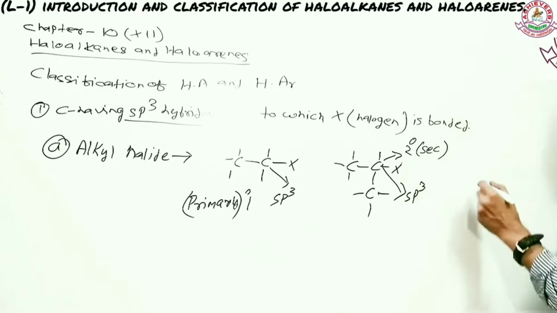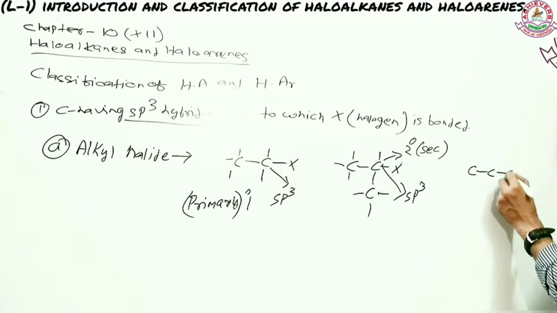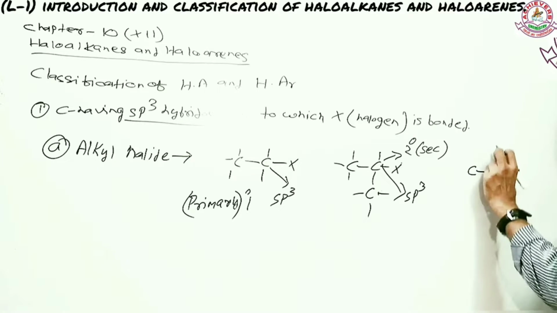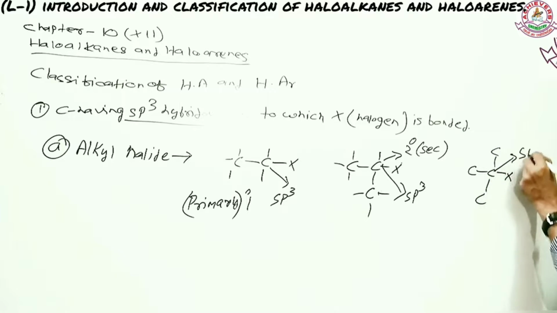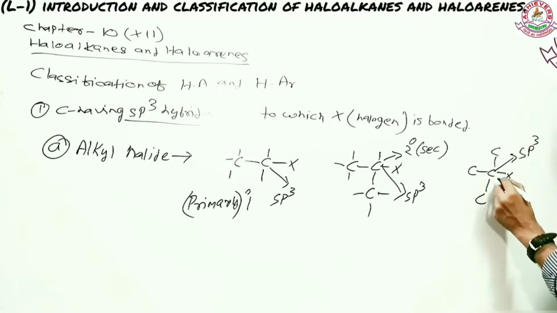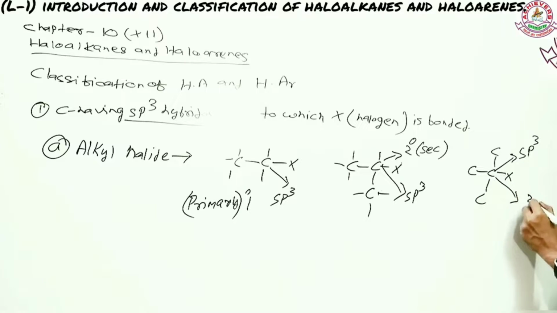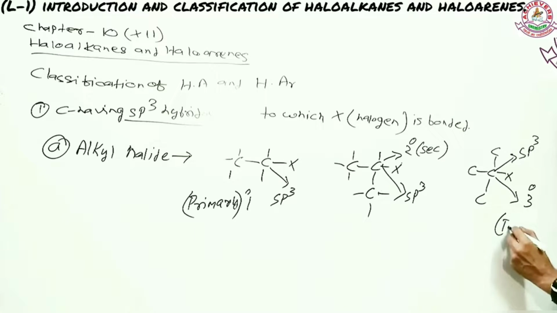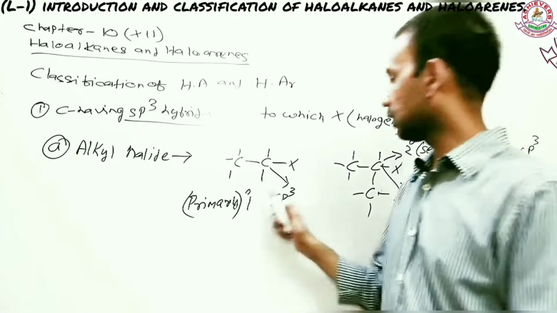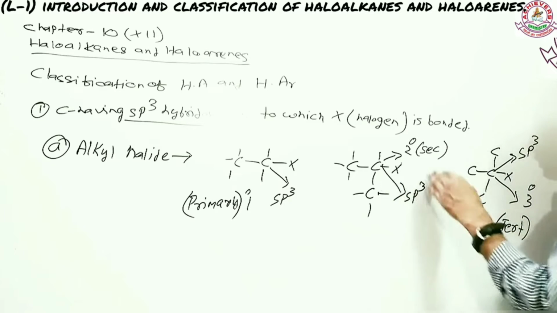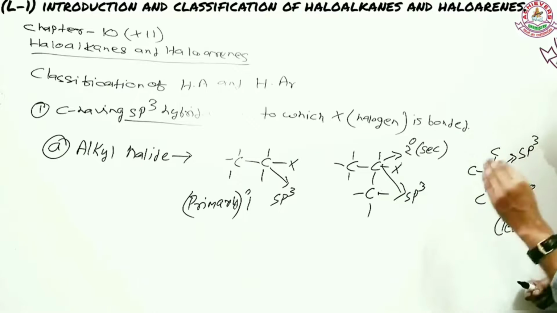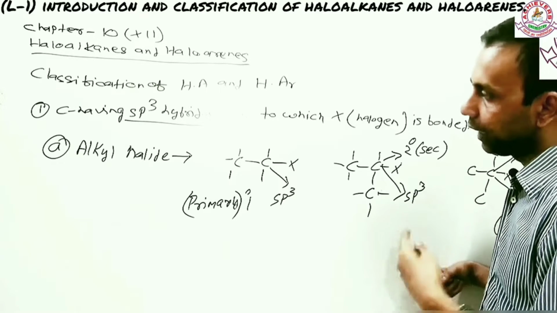Right? Again, let's talk about the third one. If there are 3 carbons, but the hybridization of the carbon to which the halogen is bonded is sp3, then this is called the tertiary one. In short, you can write tert. So there are 3 types of alkyl halide: primary, secondary, and tertiary. They all have hybridization of sp3, but because the number of carbons bonded to the carbon to which the halogen is bonded is 1, 2, and 3, they are called 1 degree, 2 degree, and 3 degree alkyl halides.